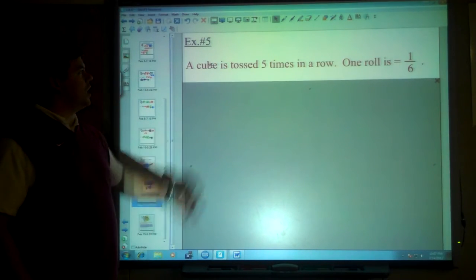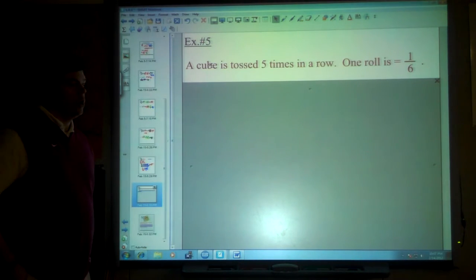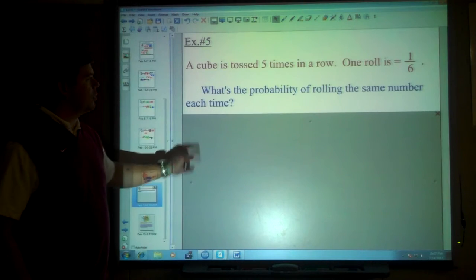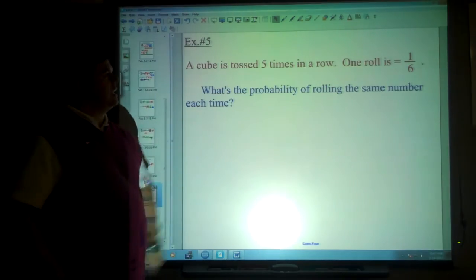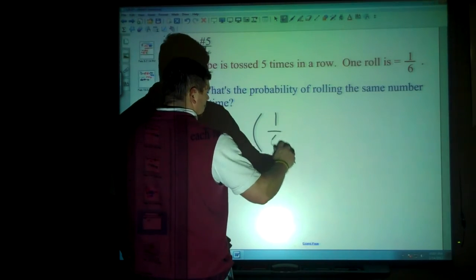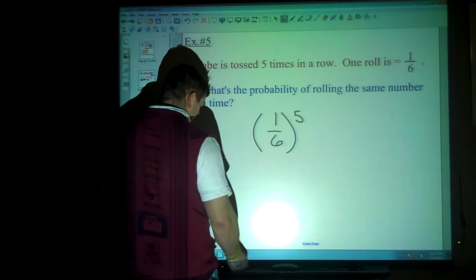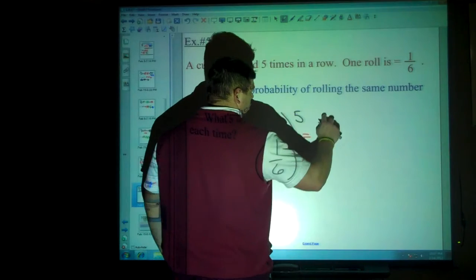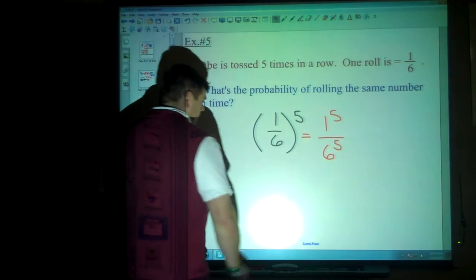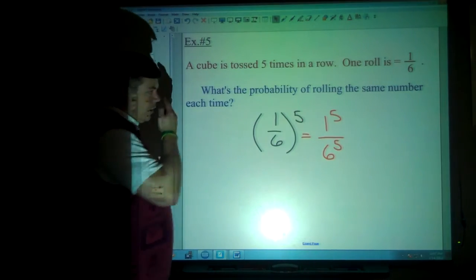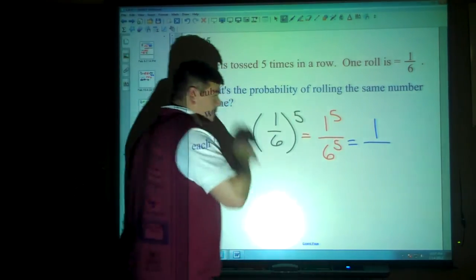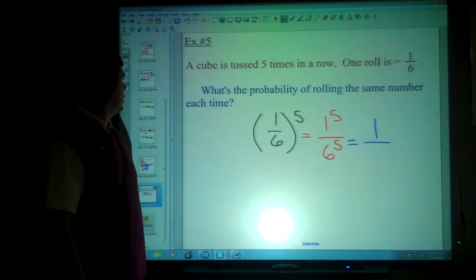Last example. A cube is tossed 5 times in a row. One of those rolls is 1/6. What's the probability of rolling the same number each time? 1/6 to the 5th power. That's going to make 1 to the 5th power over 6 to the 5th power. And that's quite a bit. It's going to be quite large. The top isn't, though. It's only going to be a 1. But 6 to the 5th is going to be quite a bit larger.